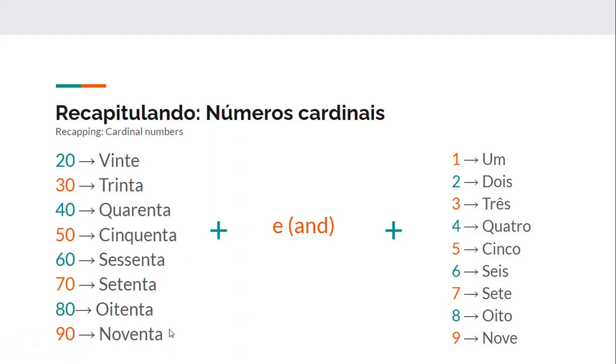So for instance, let's say that we want to say the number 32, so 30 plus 2 basically, right? So here we have 30, and 2, and then to connect these two numbers, we would include e, and the meaning is and in Portuguese. So combining them, we would say 30 e 2 for 32.